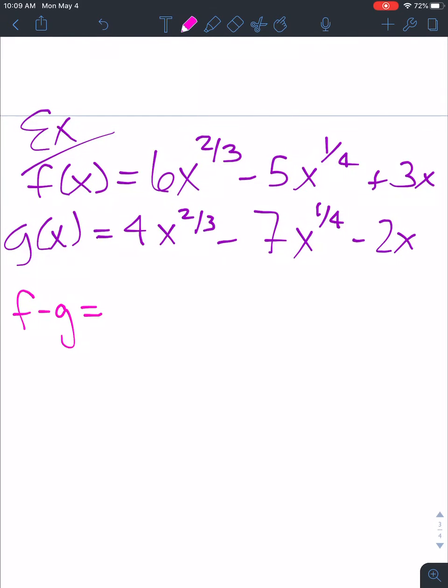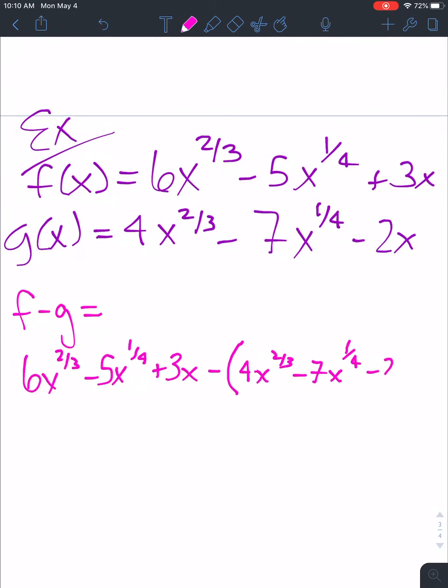So I'm going to write it a little bit underneath so I can fit everything. We have 6x to the 2/3 minus 5x to the 1/4 plus 3x. That's our f function. Minus, and here's where most of you are going to go wrong, parenthesis, 4x to the 2/3 minus 7x to the 1/4 minus 2x. It's really important that you put the g function inside the parentheses, so that you remind yourself, hey, this means I have to distribute in that negative sign.